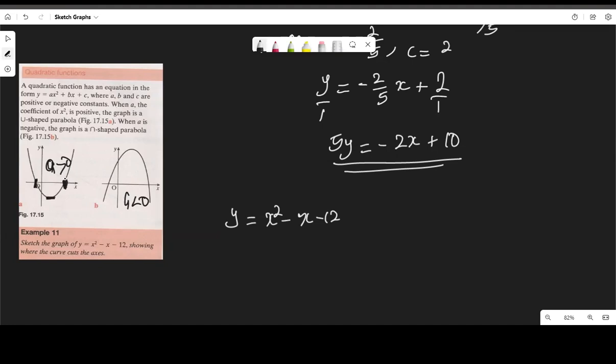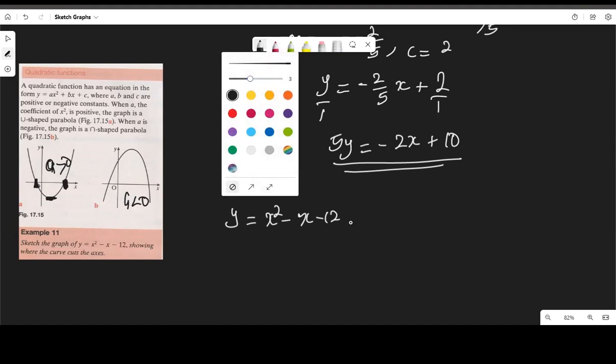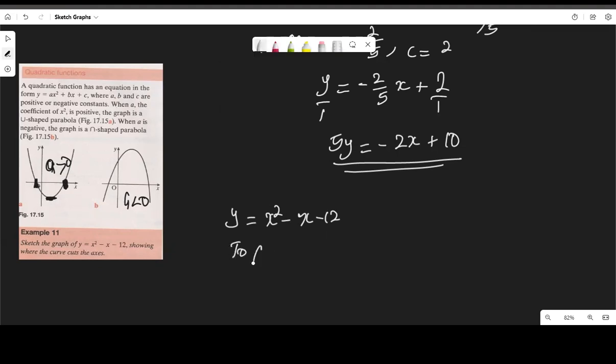To get these points where the curve crosses the x-axis, we set y to be 0 and solve for the corresponding value of x. Then we solve the quadratic equation. On the other hand, to get this point on the y-axis, we set x to 0 and find the value of y. So let's do that right away. To find the x-intercept, we put y to be 0.